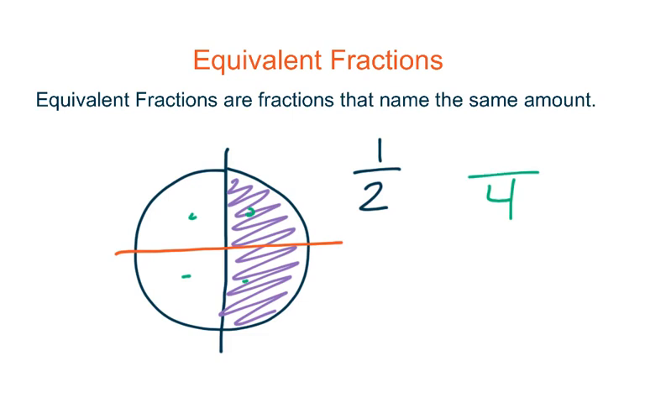Now I'm still looking at the parts that are shaded in purple. Now instead of having just 1 part that's shaded in, I have 2 parts shaded in. So my new fraction is 2/4. These fractions are equivalent. They're equal to each other. All I did was draw another line across my circle. I didn't change that amount and what that amount was worth. So 1/2 is equal to 2/4.